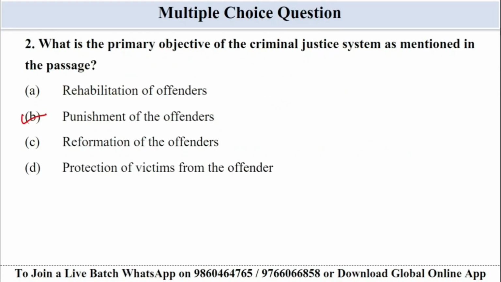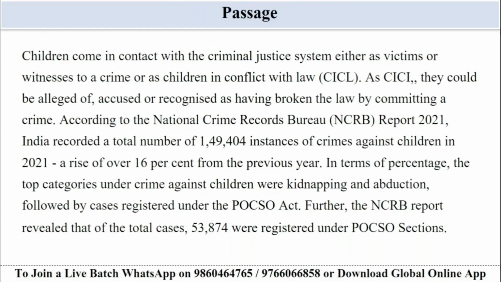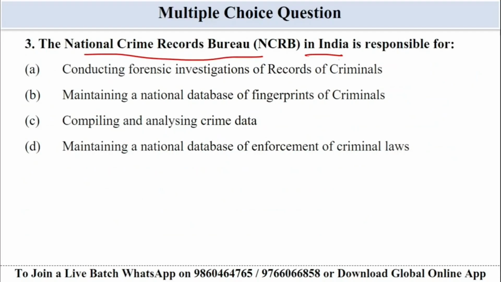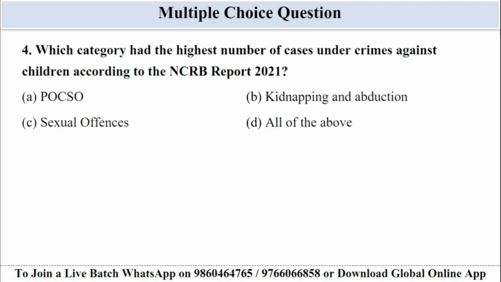We can look into the passage. So this passage cites the NCRB report of 2021, which means NCRB compiles crime data. It does not mention forensic fingerprints or enforcement directly. So the correct option will be compiling and analyzing crime data. That is option C. Let's go to the next question.